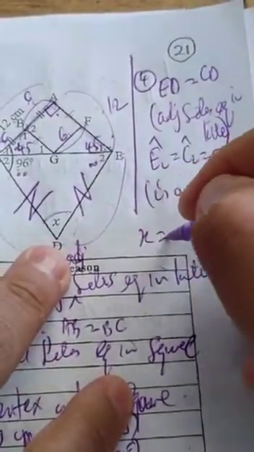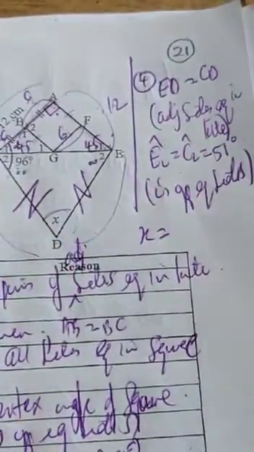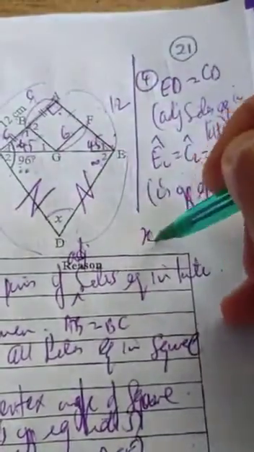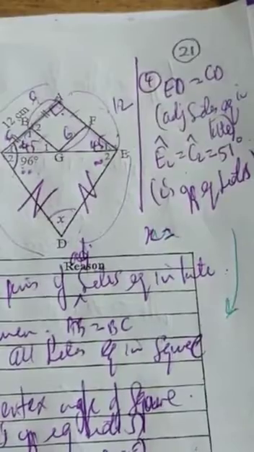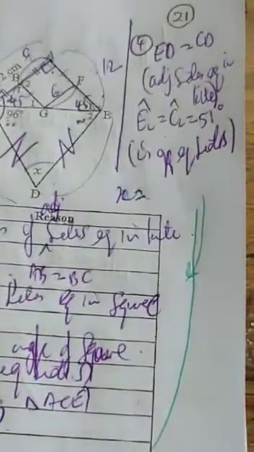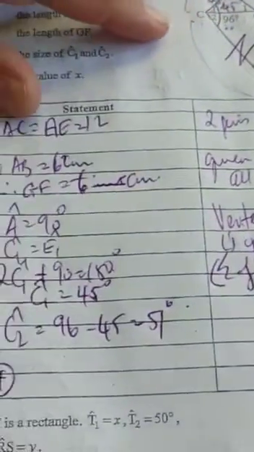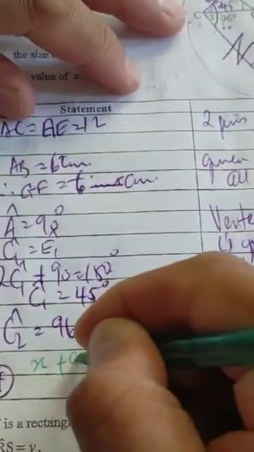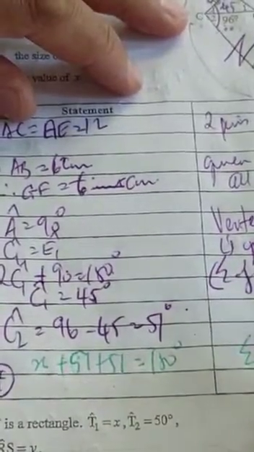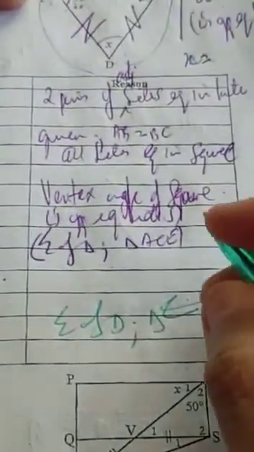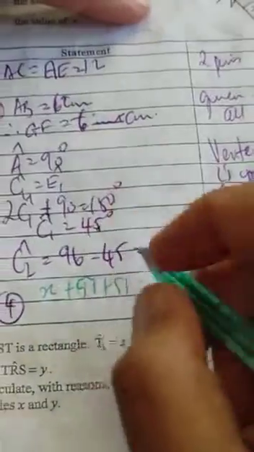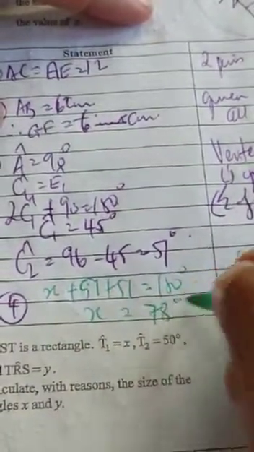So then x, just put it here at the bottom, x plus 51 plus 51 equals 180, sum of angles of a triangle, and then I can work out x at this point. Just make an arrow here, it's coming from there. So we say x plus 51 plus 51 equals 180, sum of angles of a triangle, and it's triangle CED. So that's 102, so x is equal to 78 degrees.